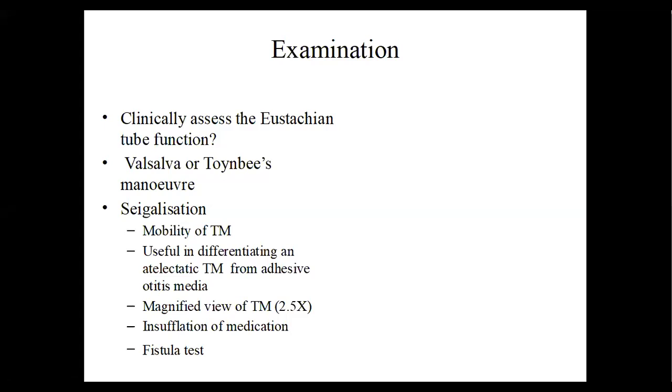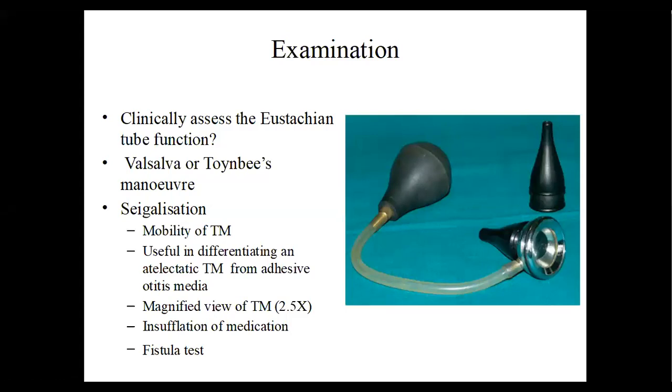So if you know something about this Siegle speculum, it is good. It is a convex lens with the ear speculum attached to it and a tubing which connects to a bulb. By applying pressure to this bulb, you can deliver the pressure along the tubing, and it is transmitted along to the speculum in the ear. So this is one of the maneuvers to check for mobility.